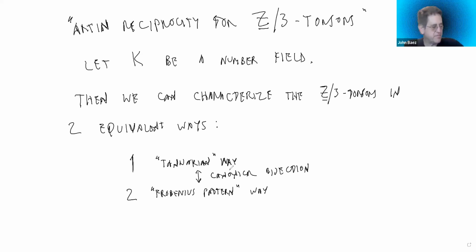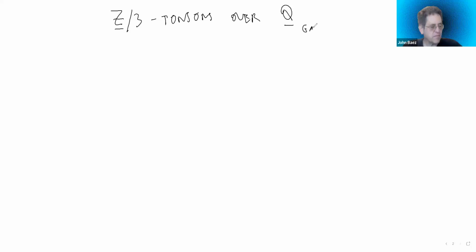Okay. An example. So let's go to a new page here. We're thinking about Z mod 3 torsors over the Gaussian rationals, or whatever we call it, the fraction field of the Gaussian integers. I guess I'll notate it as the Gaussian rationals or something like that.